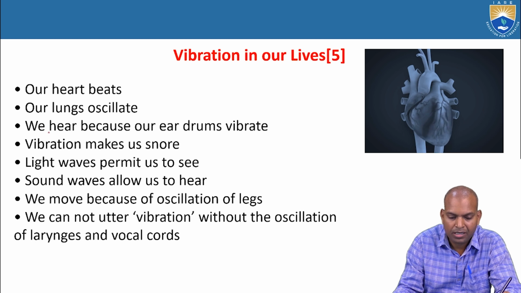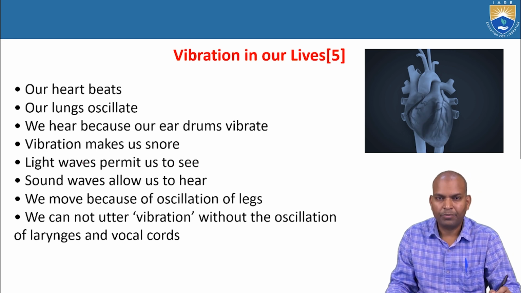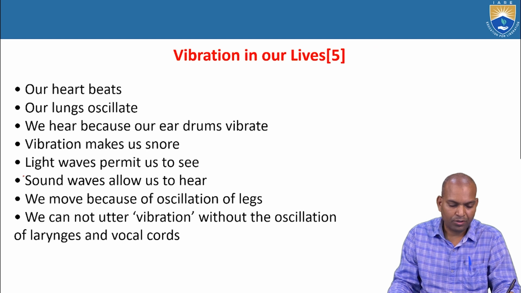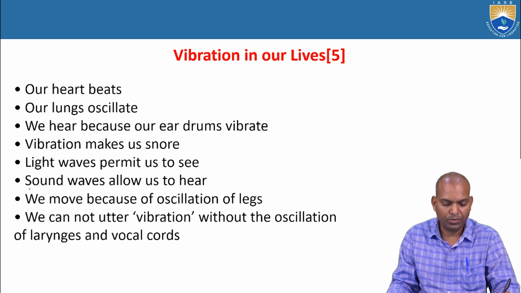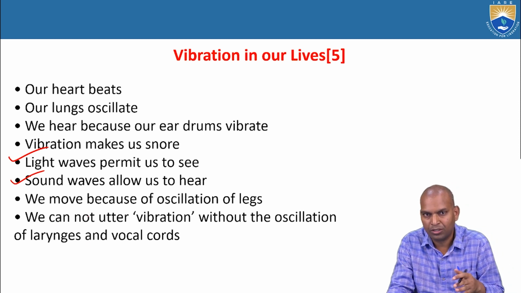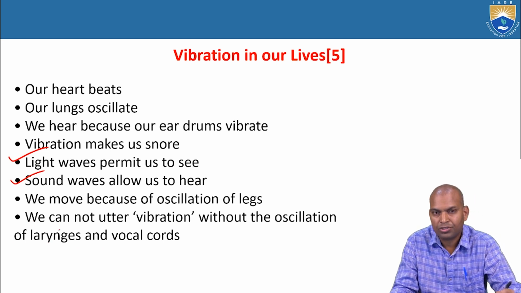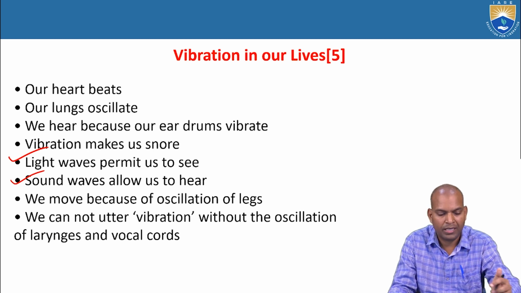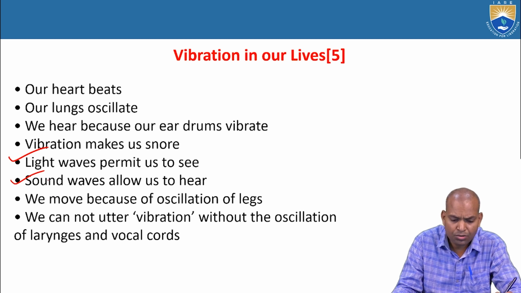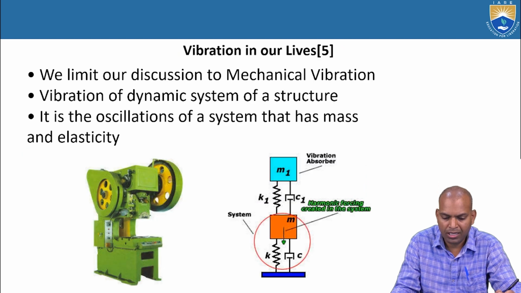Okay, next, vibrations in our day-to-day life, such as our heartbeats. Our heartbeat and our lungs oscillate, and we hear because of eardrum vibrations, and vibrations make us snore. Also, light waves permit us to see, and sound waves allow us to hear, and we move because of the oscillation of the legs, and we move our hands because of the oscillations of our hands, and we cannot utter a sound without the oscillation of the larynx and vocal cords. The moment we are speaking, that is also vibrations by the larynx and vocal cords. These are all daily examples of vibrations. So we see that there are various types of vibrations in our day-to-day life.